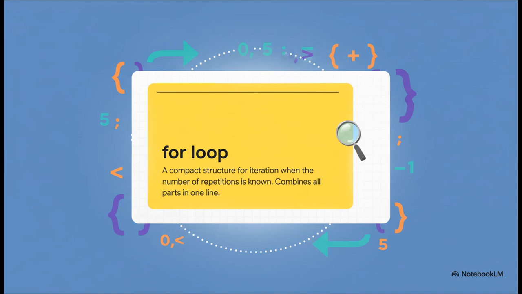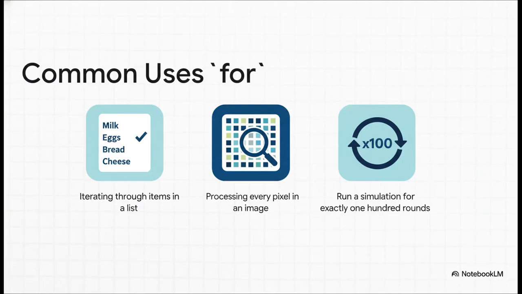The real power of the for loop is just how neat and tidy it is. It bundles everything you need, the starting point, the stopping point, and how to get from one to the other, all into one clean line. It's just designed to be super clear whenever you know exactly how many times you need to loop. So where would you use this? Oh man, everywhere. It's perfect for going through every single item in your shopping list one by one, or for processing every pixel in a digital photo, or maybe running a simulation for exactly 100 turns. Basically, if you know the number up front, the for loop is almost always the right tool for the job.